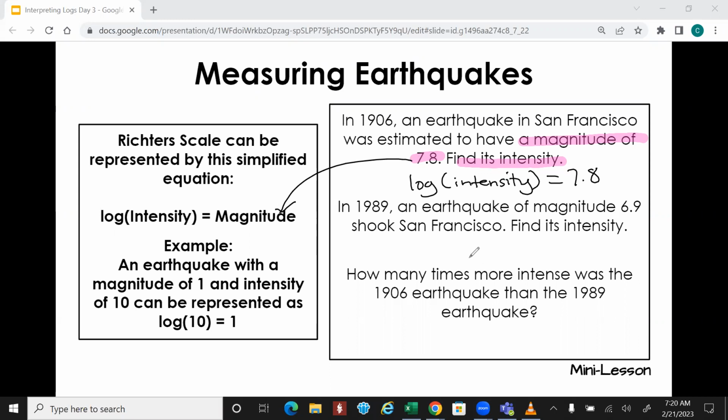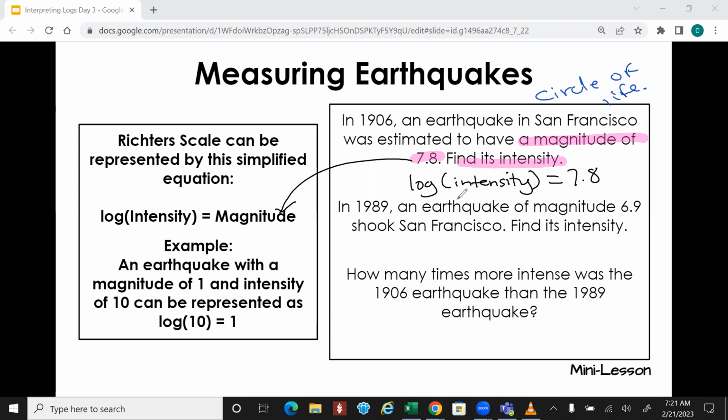Now we're trying to find the intensity. Well, how do I go from a log to exponential? Because that's how I'm going to be able to solve this. What do I use? We talked about this one last week. We use the circle of life to solve, right?